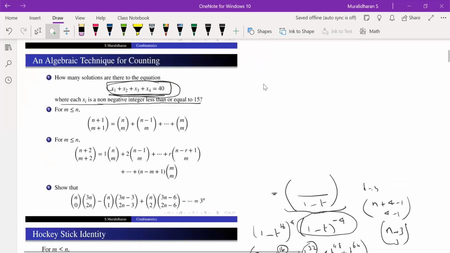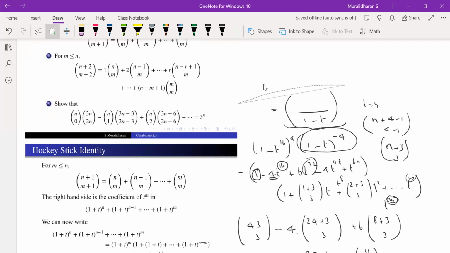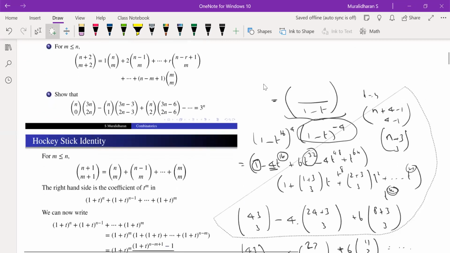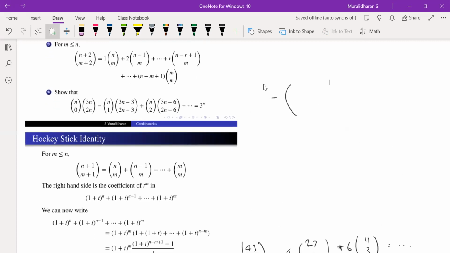Between this one and what we have already seen before. Now here, what we wanted was the number of solutions to the equation x1 plus x2 plus x3 plus x4 equal to 40, in which 0 less than or equal to xi less than or equal to 15. Correct? So we need to go through all this method and so on.